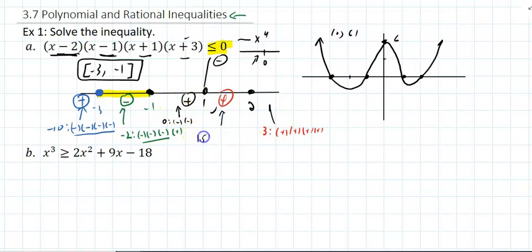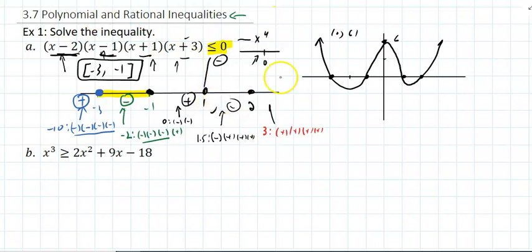How about 1.5? Remember, I don't want the value, just the plus or minus. 1.5 minus 2 is negative. 1.5 minus 1 is positive. 1.5 plus 1 and 1.5 plus 3 is positive. There it is.